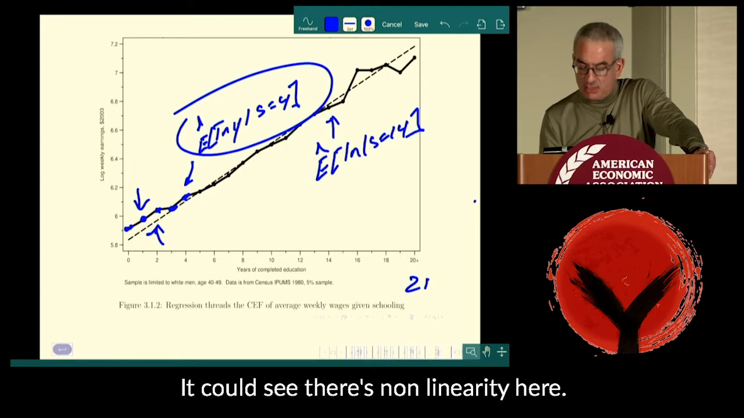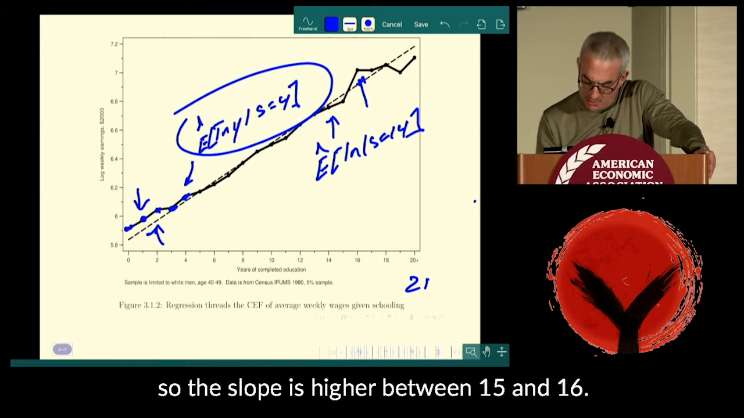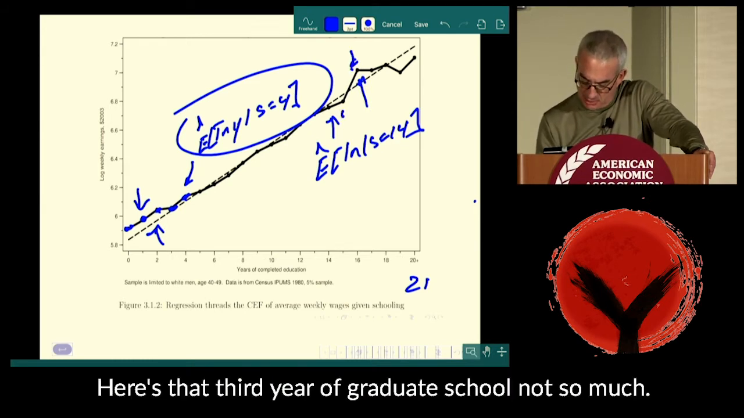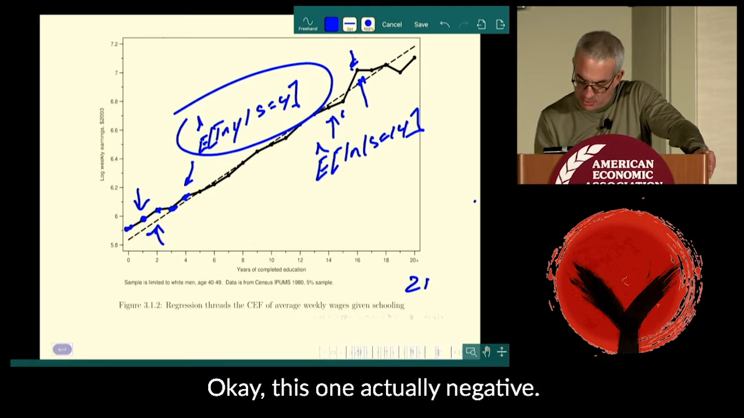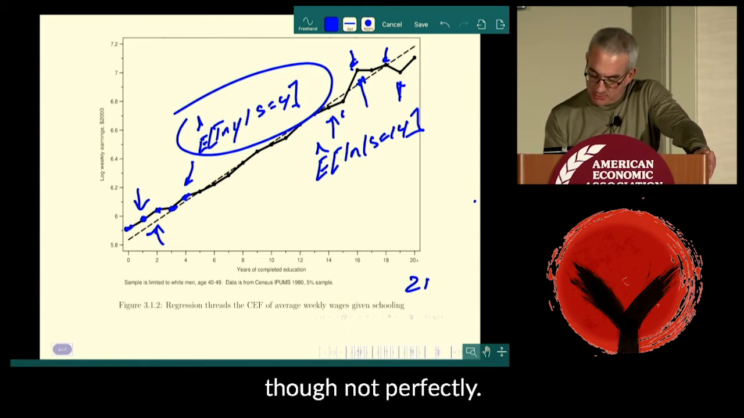You could see there's nonlinearity here. So here is, graduating college is good. So the slope is higher between 15 and 16. Here's that third year of graduate school, not so much. Okay, this one actually negative. Well, but later you'll make up for it, though not perfectly.